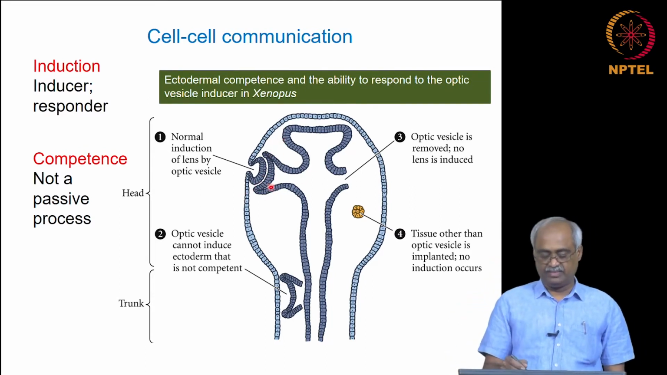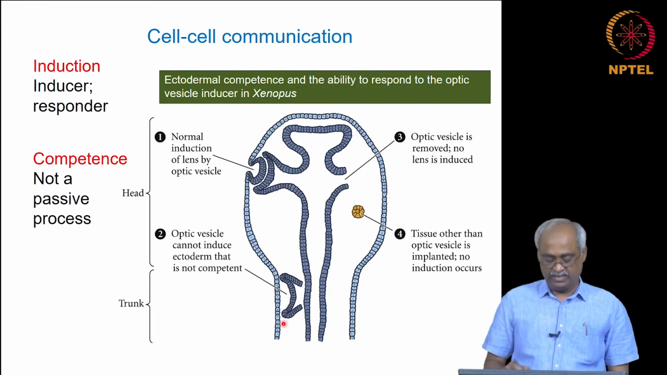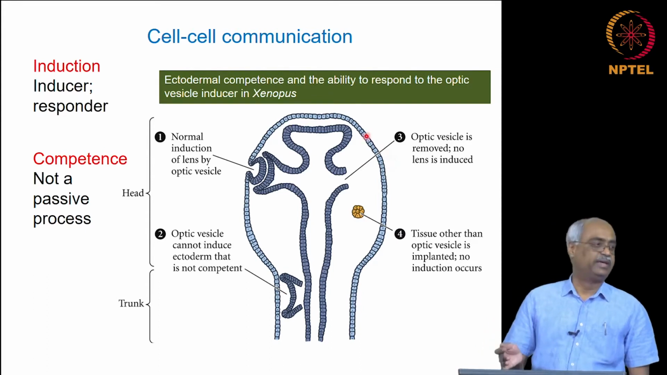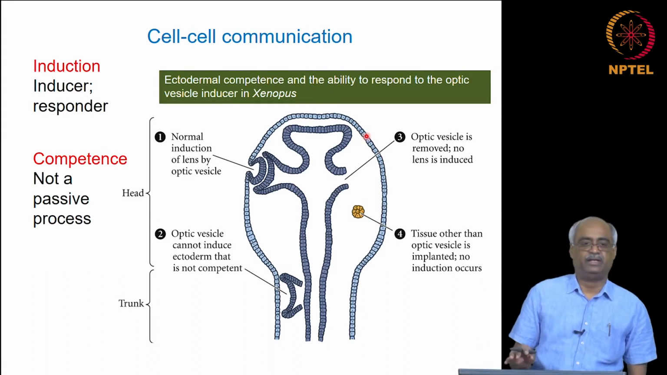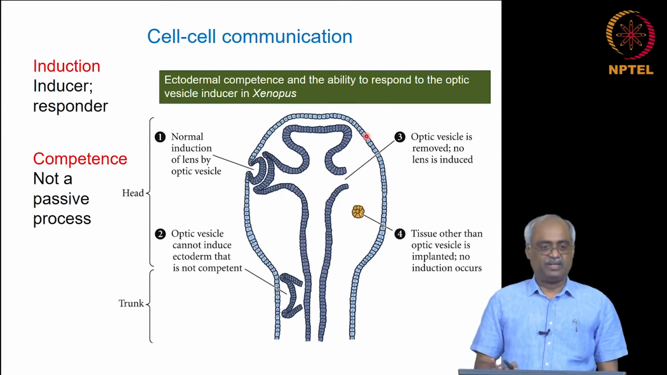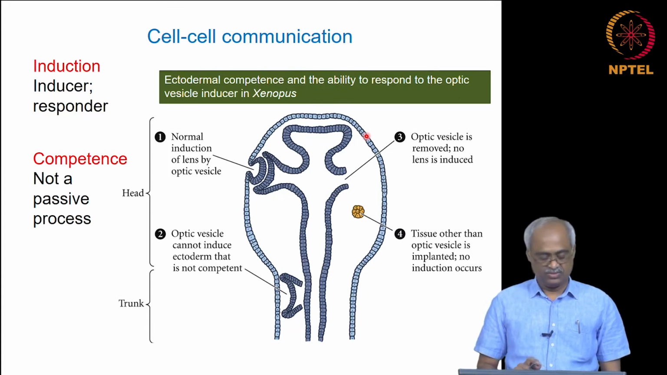This can be experimentally tested. For example, you take this optic vesicle and put it at a lower ectoderm, and that is not going to induce lens formation there. Similarly, if you do not have the underlying optic vesicle in this part, this ectoderm is not going to form lens, and if you put some other tissue, that is not going to be able to induce this. So, induction and competence work together in tandem. It is fairly straightforward, right, it is not that hard for us to get this.